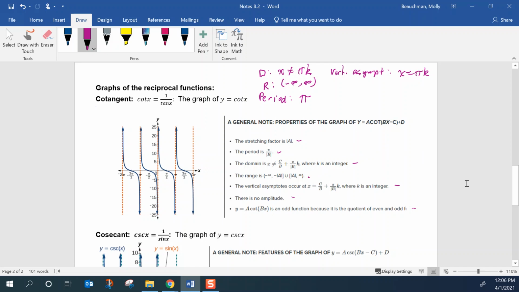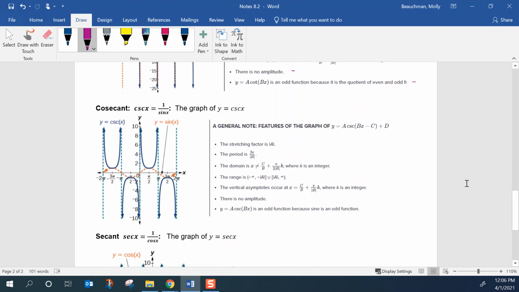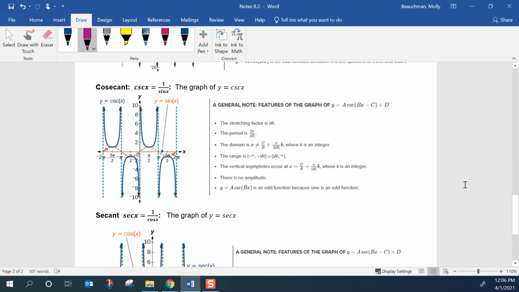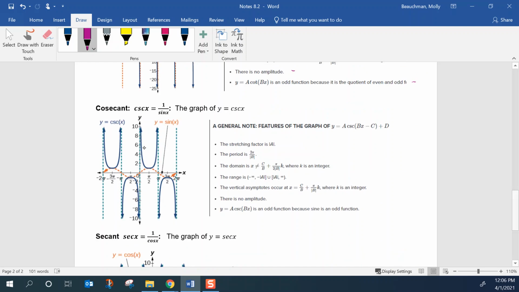So if we take a look at cosecant, that is the reciprocal function of the sine. So cosecant is equal to 1 divided by sine. That means vertical asymptotes occur wherever the sine is 0. If you look at the graph, sine of x is in orange, and then the reciprocal, 1 over the sine, is the cosecant. In this graph, the domain, we have vertical asymptotes every pi again. So the domain is all x values except multiples of pi.